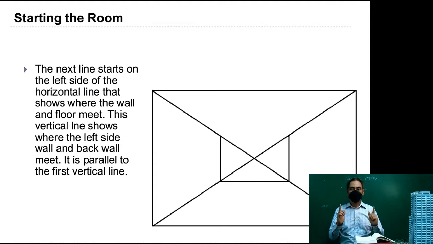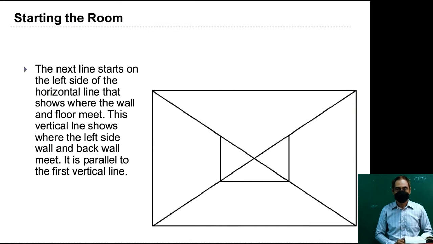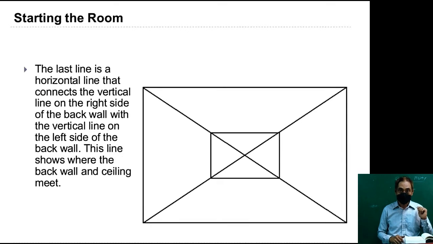The next line starts on the left side of the horizontal line that shows where the wall and the floor meet. This vertical line shows where the left side of the wall and the back wall meet. It is parallel to the first vertical line. The last line is a horizontal line that connects the vertical line on the right side of the back wall with the vertical line on the left side of the back wall. This line shows where the back wall and the ceiling meet.